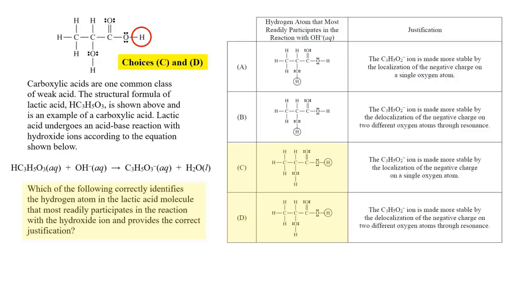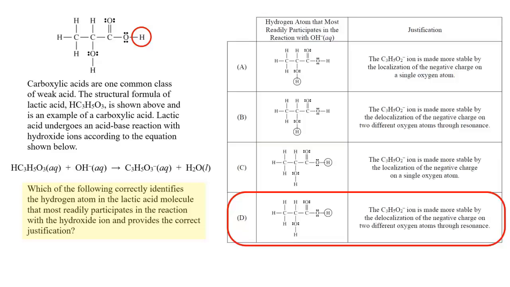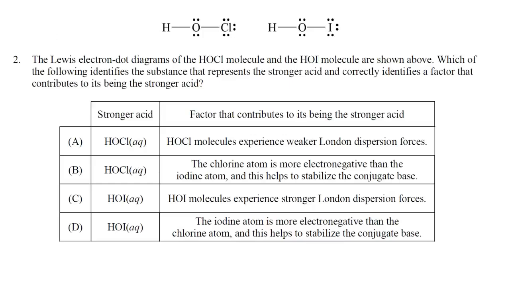So the correct answer to question 1, talking about resonance, is choice D, that the lactate ion C3H5O2- is made more stable by the delocalization of the negative charge on 2 different oxygen atoms through resonance. So the correct answer to question 1 is choice D. Now let's take a look at question 2.